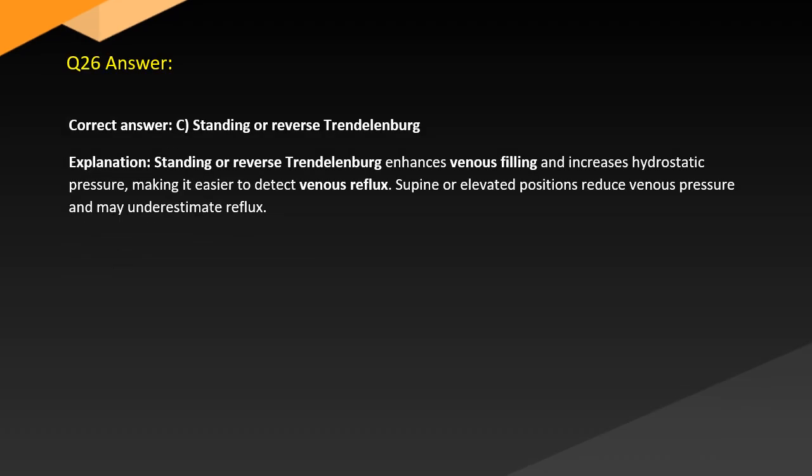Answer. Correct answer: C. Standing or reverse Trendelenburg. Explanation. Standing or reverse Trendelenburg enhances venous filling and increases hydrostatic pressure, making it easier to detect venous reflux. Supine or elevated positions reduce venous pressure and may underestimate reflux.